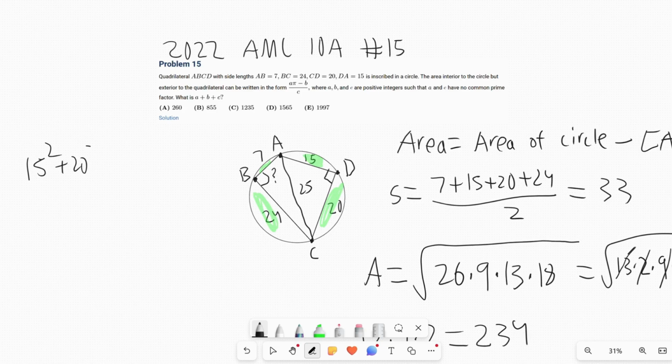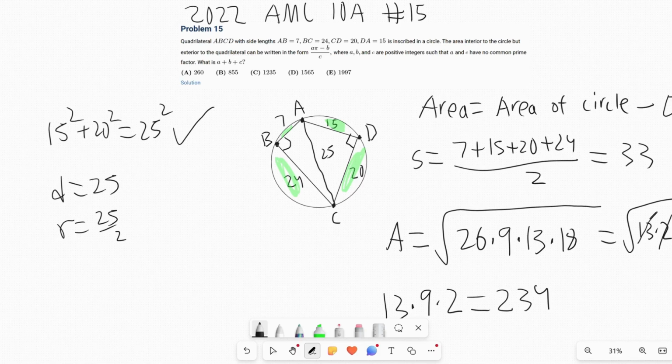15 squared plus 20 squared equals 25 squared, and this does work, which means we know both ABC and ADC are right triangles. And if ABC is a right triangle, that means AC must be the diameter. So if the diameter is 25, the radius is 25 over 2, and the area of the circle is just pi r squared. So 625 pi over 4.